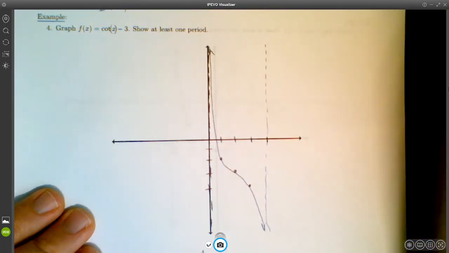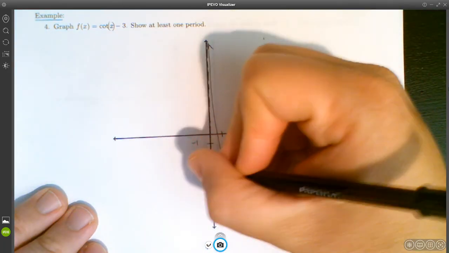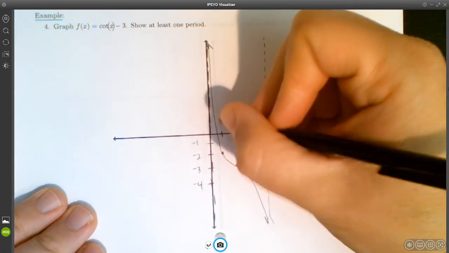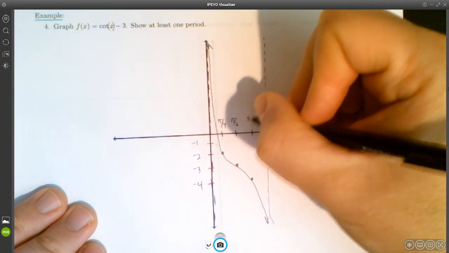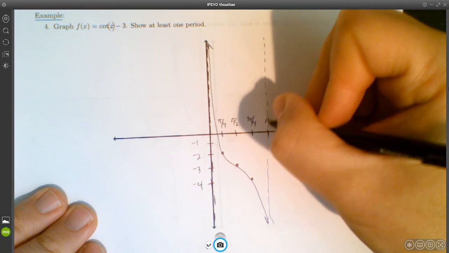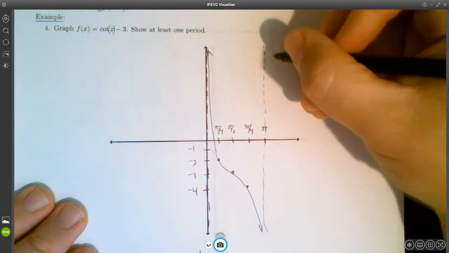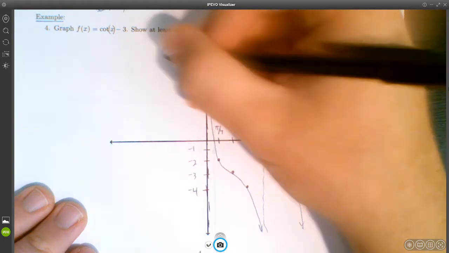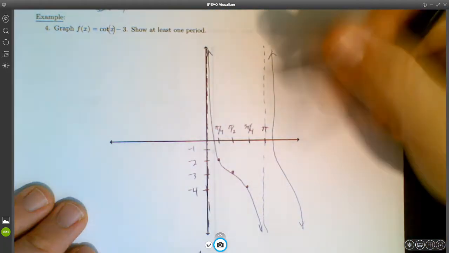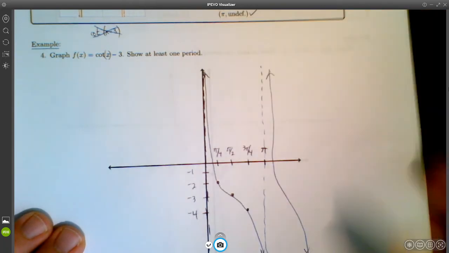And there you go. So that's that one, right? We should label all these things. We've got pi over 4, pi over 2, 3 pi over 4, and pi. Okay? So that's what that one looks like. And again, of course, this thing is going to repeat over and over again, but that's the idea. That was really poorly done, but there you go. Okay, so there's cotangent.